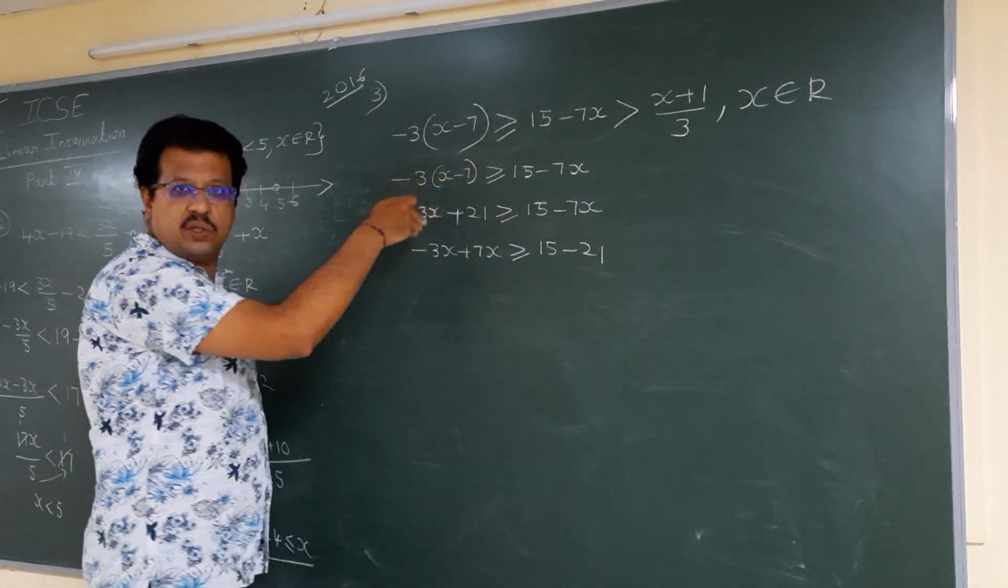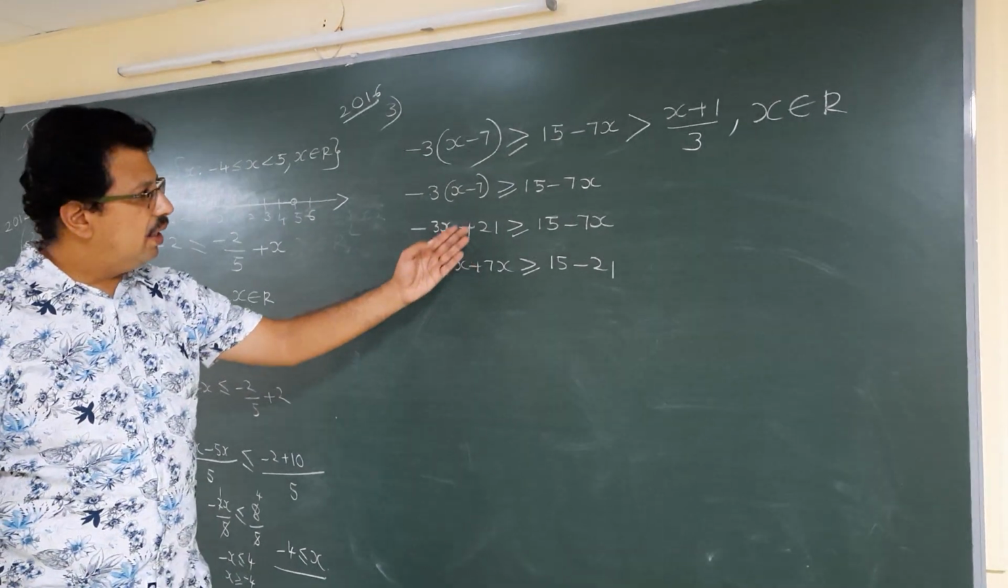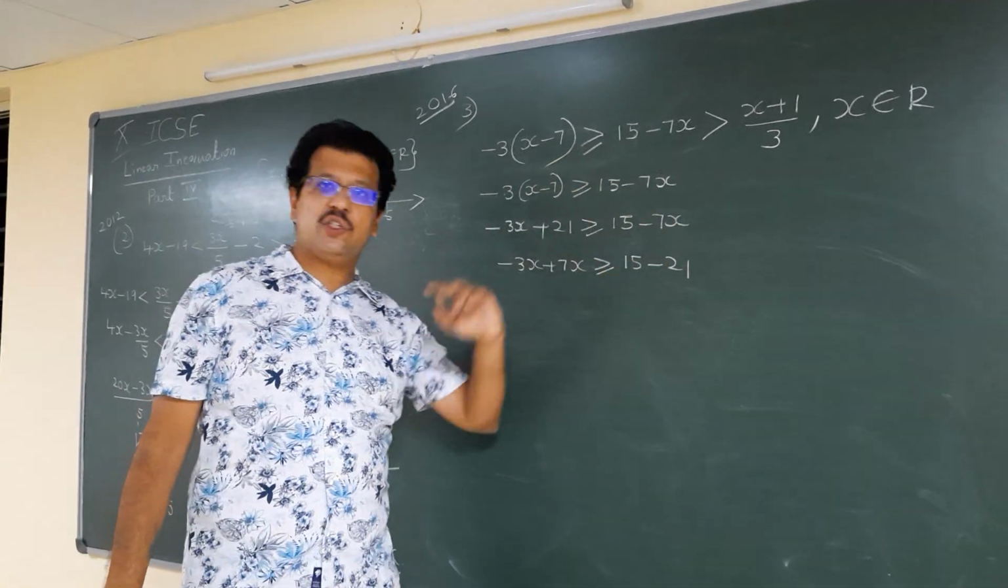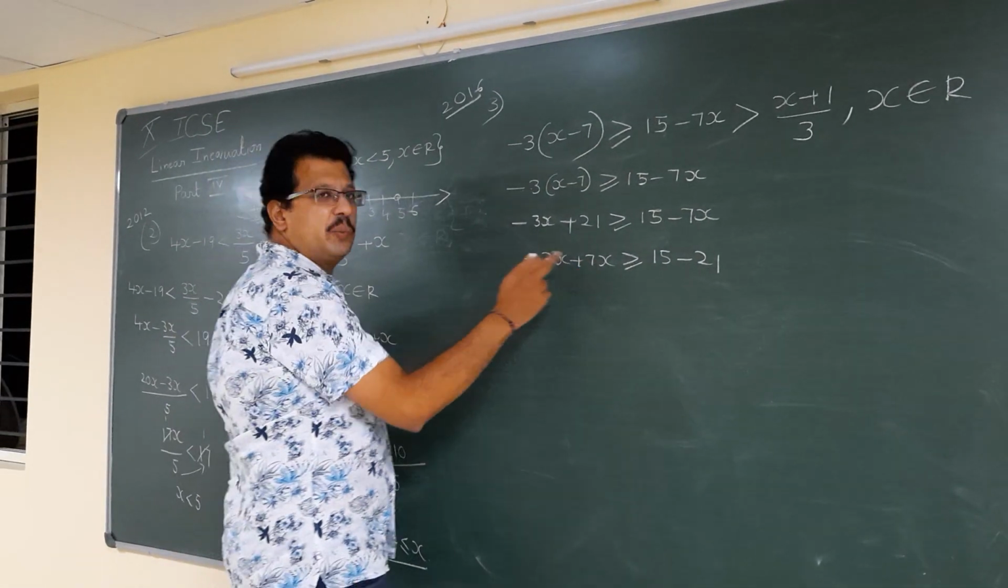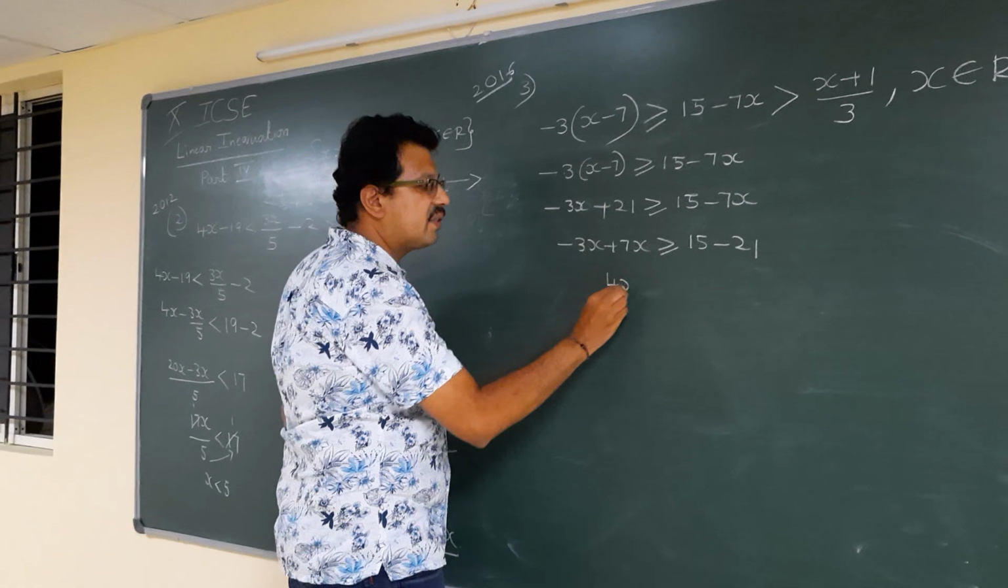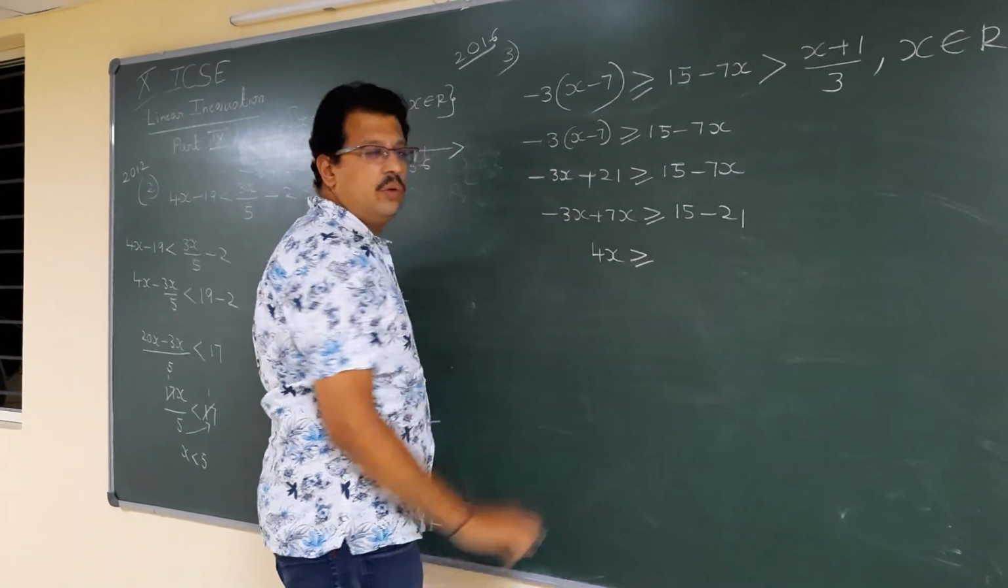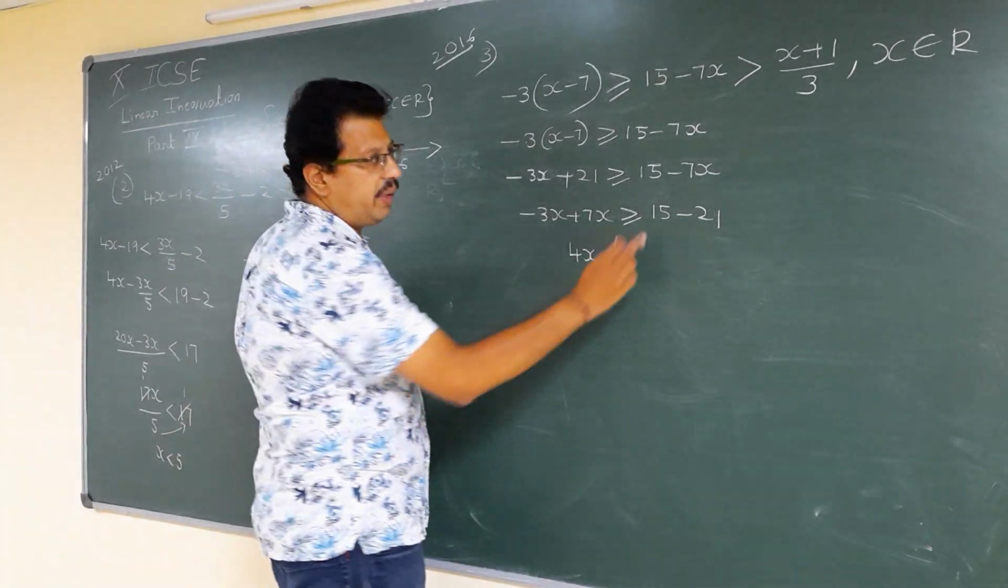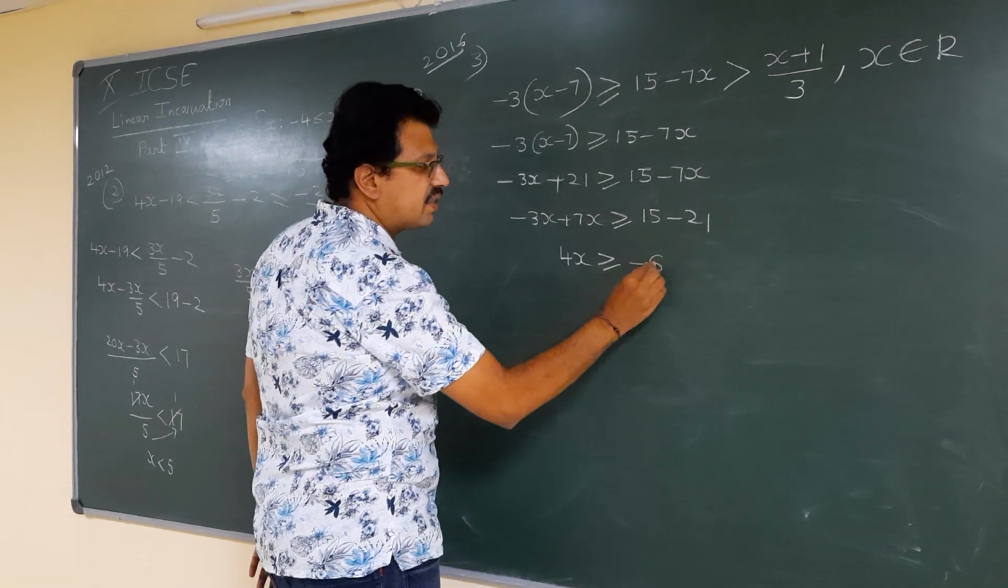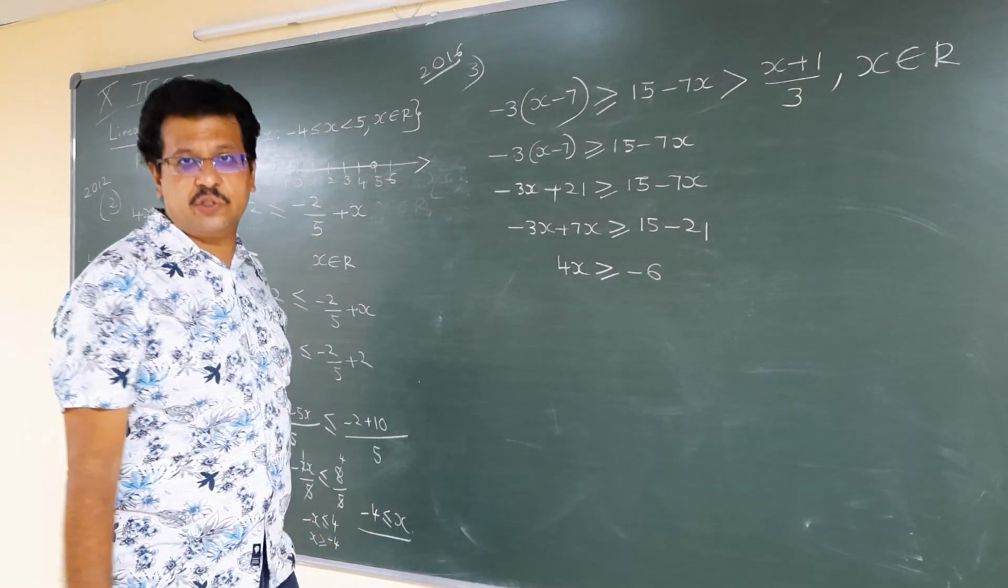Minus 7x I have brought to the left side, it becomes plus 7x. 21 I have brought to the right side, it becomes minus 21. So 7x minus 3x is 4x greater than or equal to 15 minus 21. 15 minus 21 is minus 6. So we have to be very careful, children, about this.